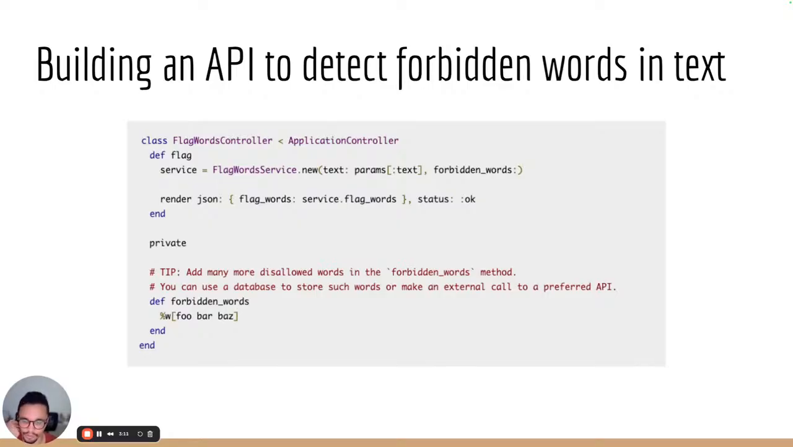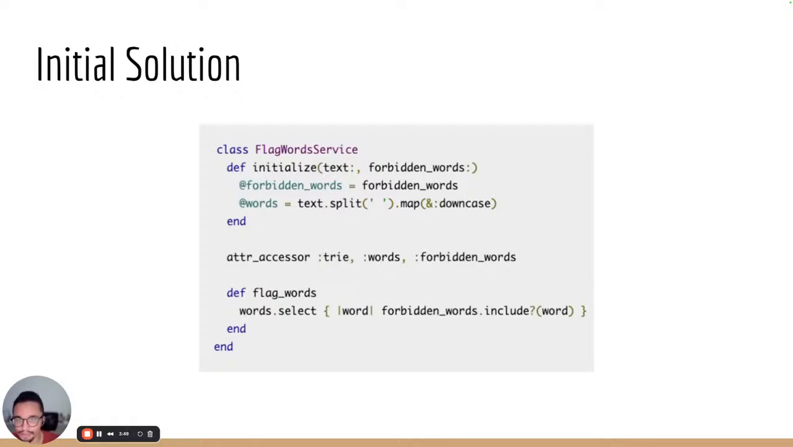The controller is so simple. You just expose a method that will be our flag endpoint, which calls a service where you only pass the text and the forbidden words array, and return the JSON with the flagged words. The forbidden words are in a private static method, where we define a simple array with only three forbidden words, but this data could be loaded from an external API or from the database.